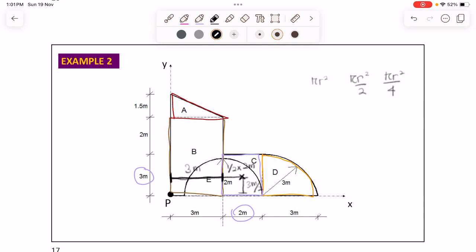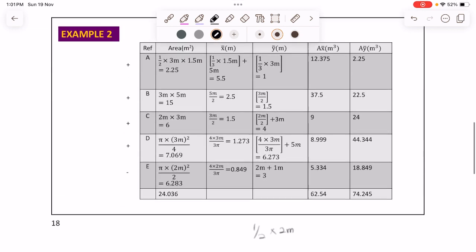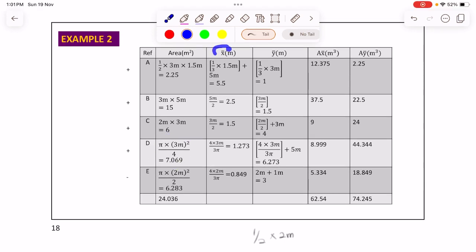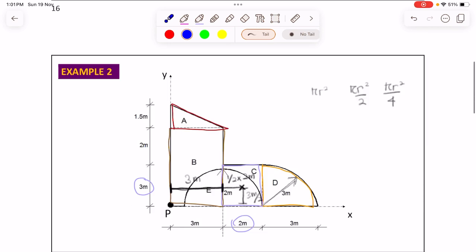So pi darab dengan the radius 3 meter, power of 2 and divide with 4. You will get this value. And for X bar and Y bar, untuk quarter circle, formulanya sama. Which is 4R divide with 3 pi. You boleh refer pada formula yang saya bagi in your handout.